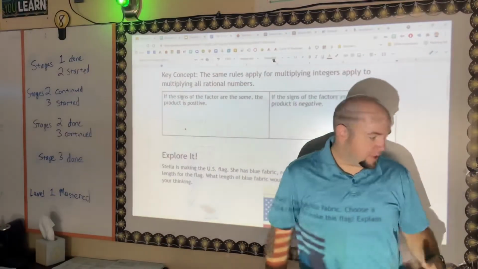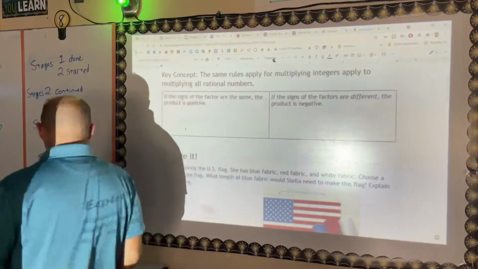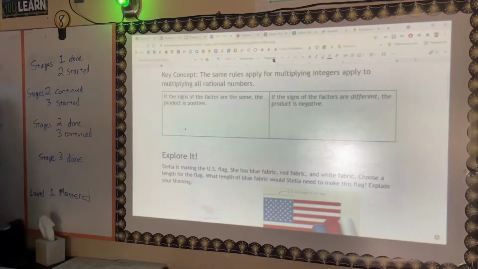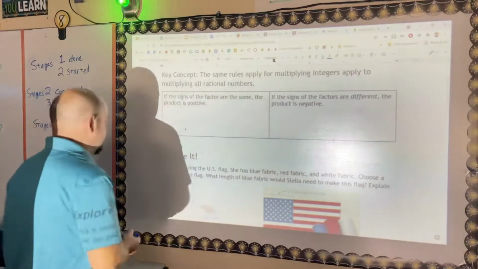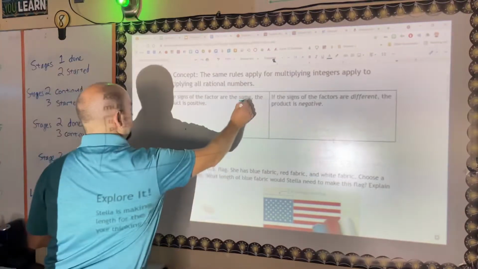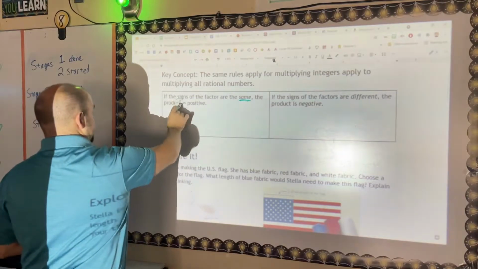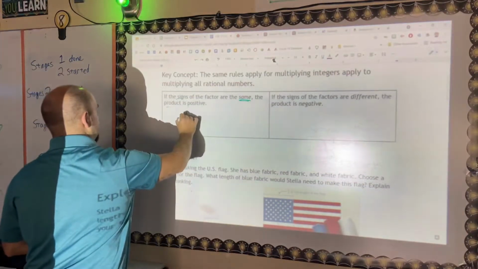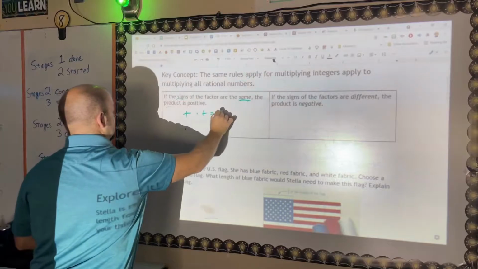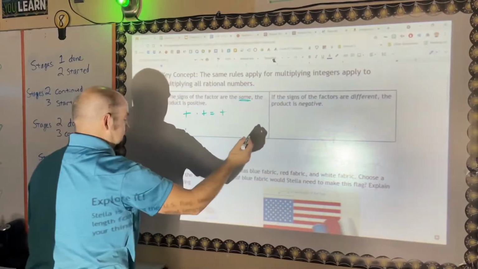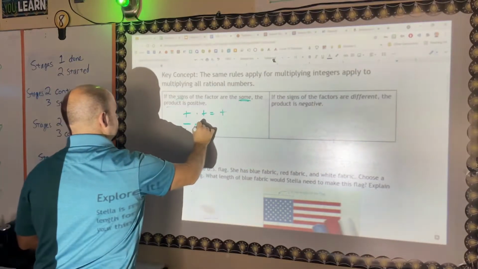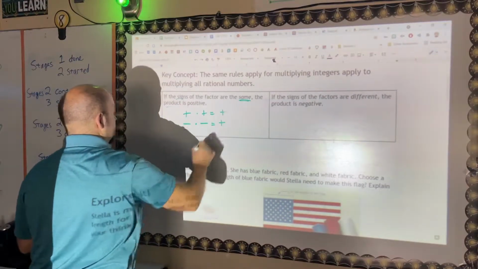Positive times a positive is going to equal a positive. And a negative times a negative is going to equal a positive. That was the same thing we saw last time. If the signs are the same, the product is positive. So positive times a positive equals a positive. Negative times a negative is equal to a positive.